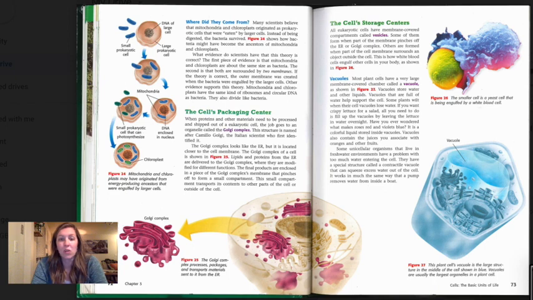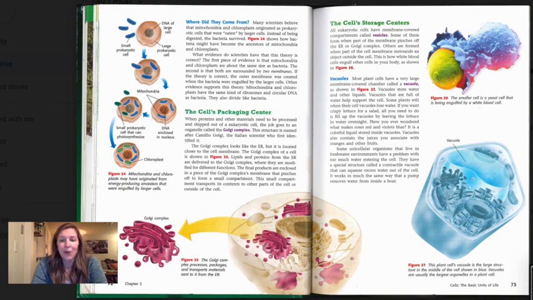Some plant cells wilt when the vacuoles lose water. If you want crispy lettuce for a salad, all you need to do is fill up the vacuoles by leaving the lettuce in water overnight. Have you ever wondered what makes roses red and violets blue? It's a colorful liquid stored inside the vacuoles. Vacuoles also contain the juices you associate with oranges and other fruits.